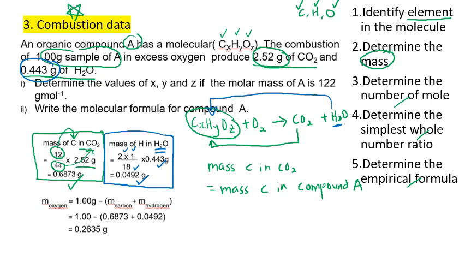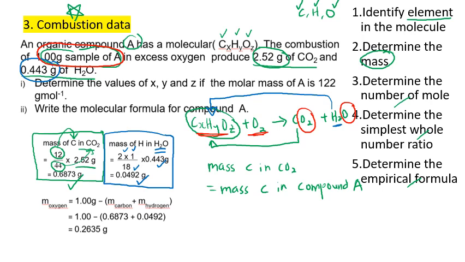However, the oxygen in the carbon dioxide and in the water is either from compound A or from the excess oxygen. So this is why we are not using a method similar to the one we used to calculate the mass of carbon and hydrogen. Because the question mentioned there is 1 gram of sample A.